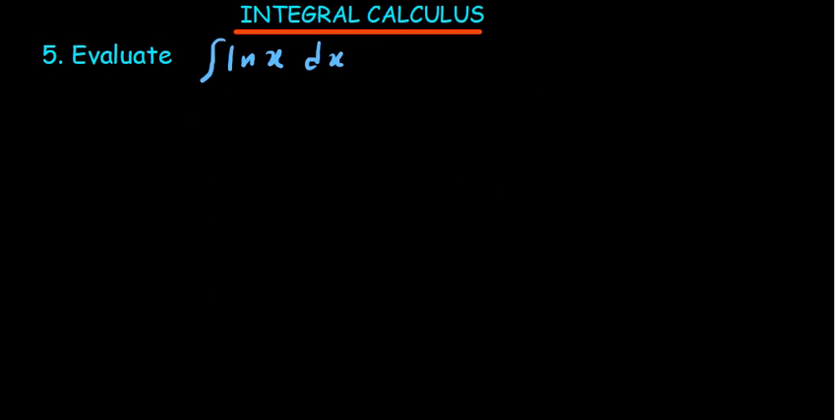Let's consider this one. We want to evaluate the integral of natural log of x. Now for this question, of course, when you're using integration by parts there should always be a product. There should be a u and a dv. Now natural log of x is multiplying with what on this one?